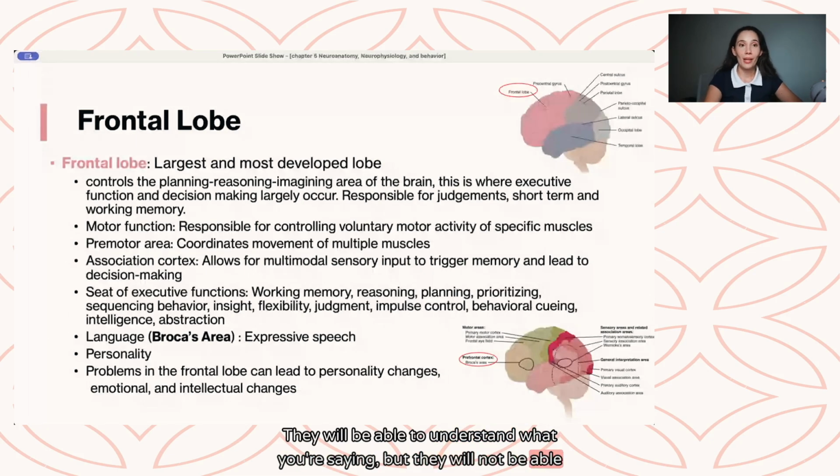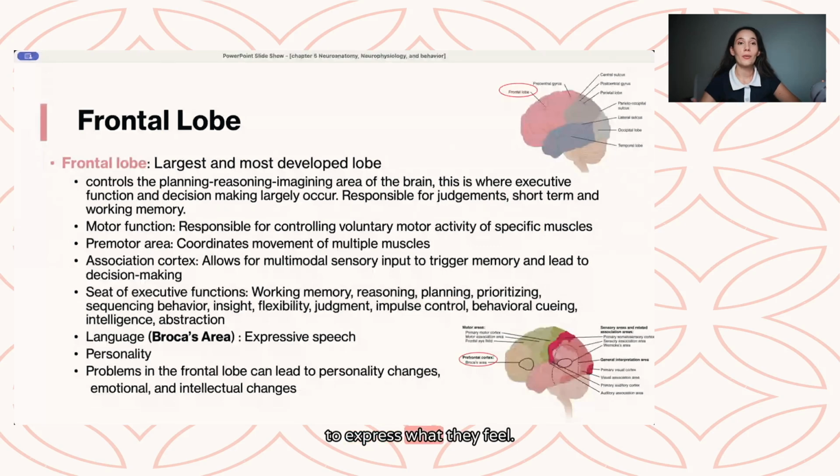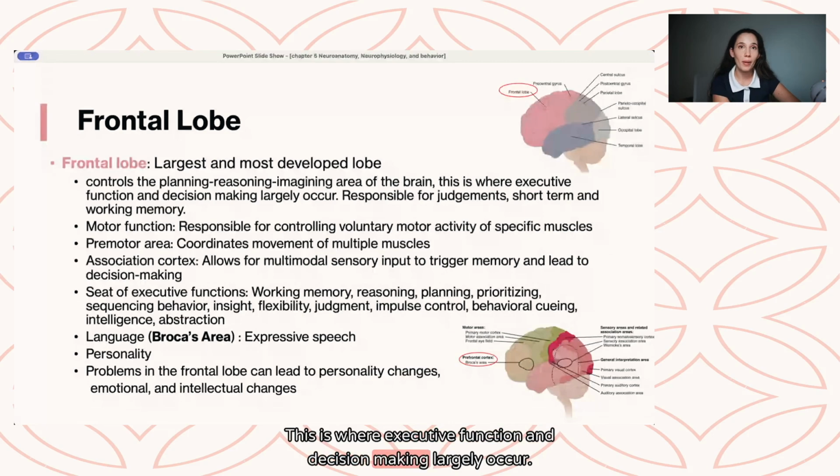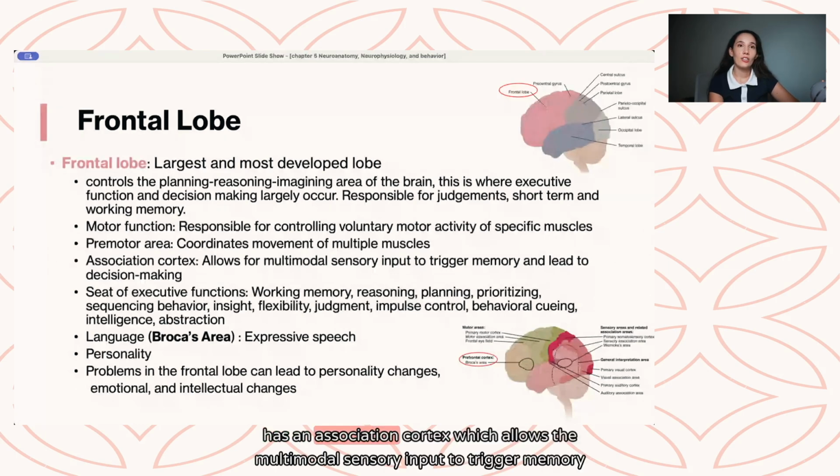So the frontal lobe controls the planning, reasoning, imagining area of the brain. This is where executive function and decision-making largely occur. It's responsible for judgment and short-term and working memory. It plays a role with motor function. It's responsible for controlling voluntary motor activity of specific muscles. It has a premotor area that coordinates movement of multiple muscles. It has an association cortex, which allows the multimodal sensory input to trigger memory and lead to decision-making. It really is the seat of executive functioning.